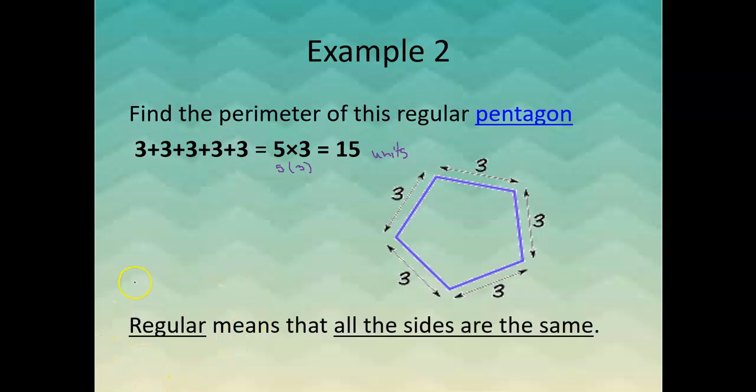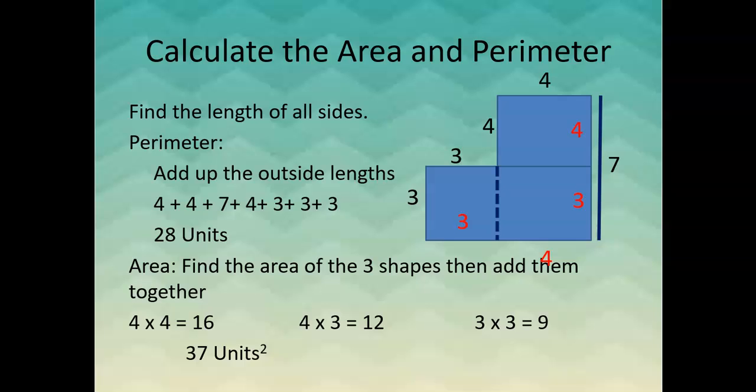Remember, again, I just mentioned it, but regular does mean that all the sides are the same. So even if you had not been given these numbers, if you had only been given one side, but you were told it was a regular pentagon, you could have concluded that all of the sides were the same. All of the sides would have been 3.